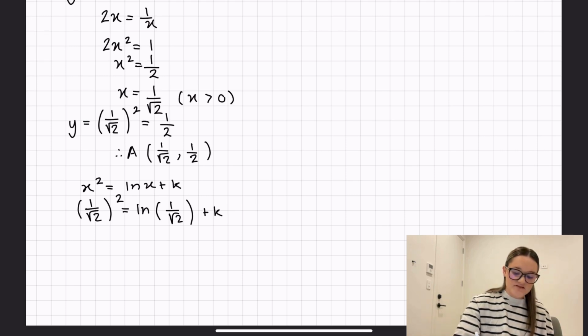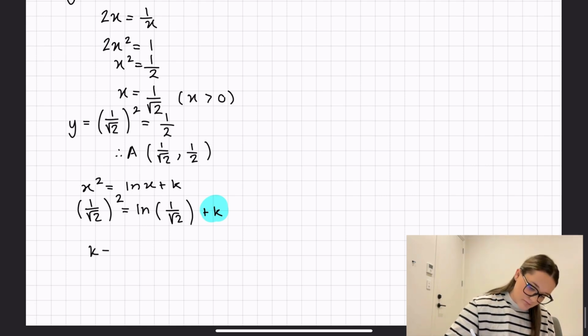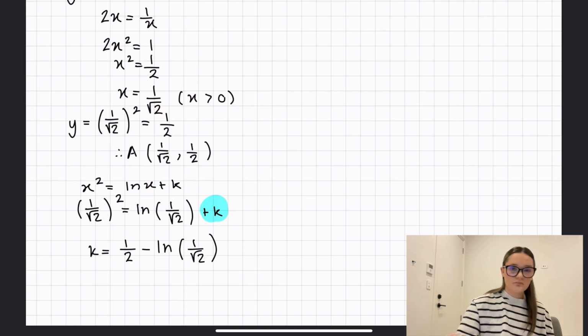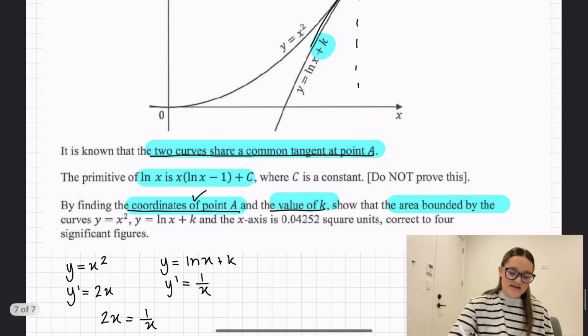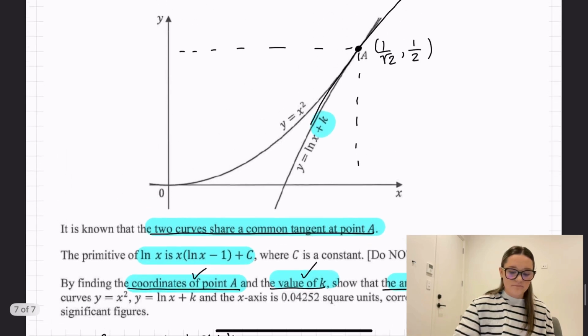Then all I need to do is rearrange so that I'm making k the subject here. And I get that k is going to equal 1 on root 2 squared, which is a half, minus ln of 1 on root 2. And now I've just done the next part of my question, which is finding the value of k. I can now move on to showing that the area bounded by the curves is that value there.